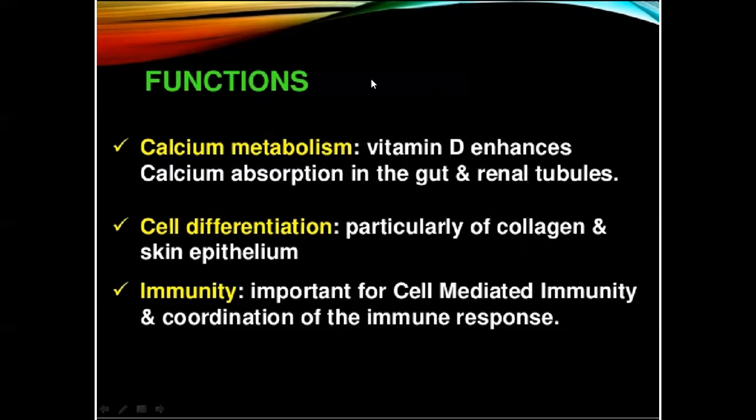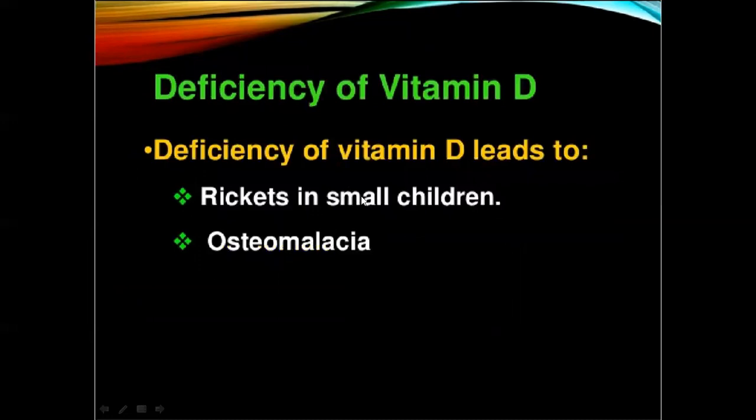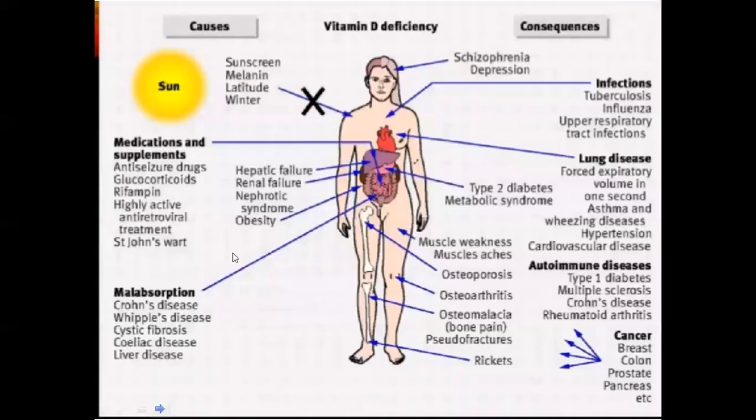The deficiency of vitamin D leads to rickets in small children and osteomalacia. It is a very dangerous disease. And here are vitamin D deficiency causes and consequences. The causes are sunscreen, melanin, latitude and winter, which do not allow absorption of vitamin D.